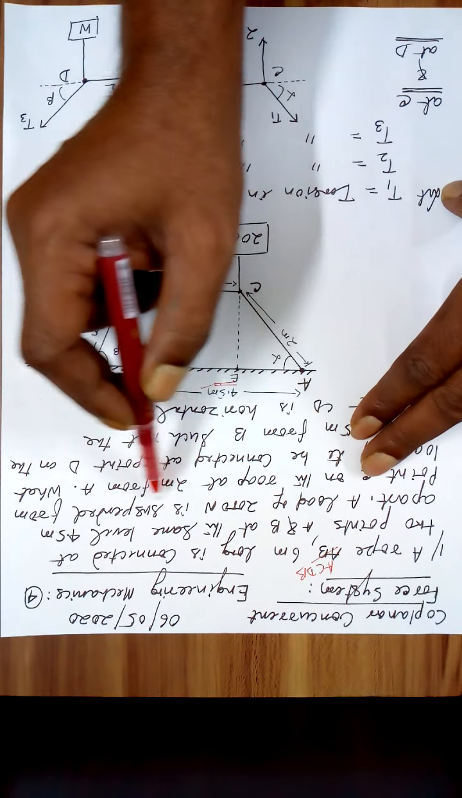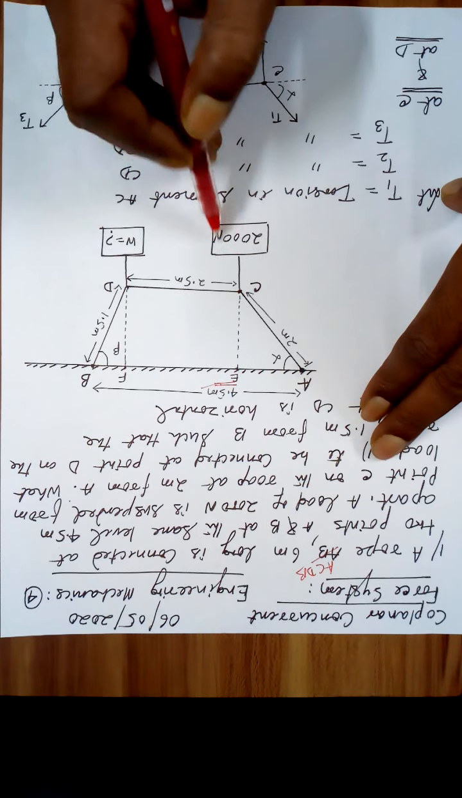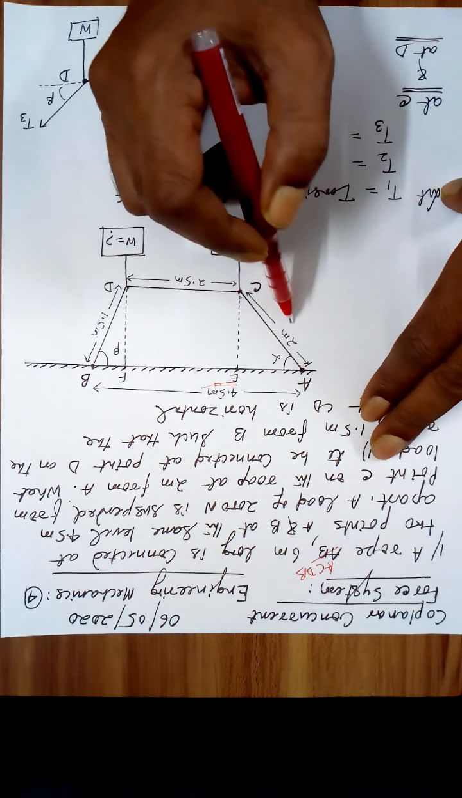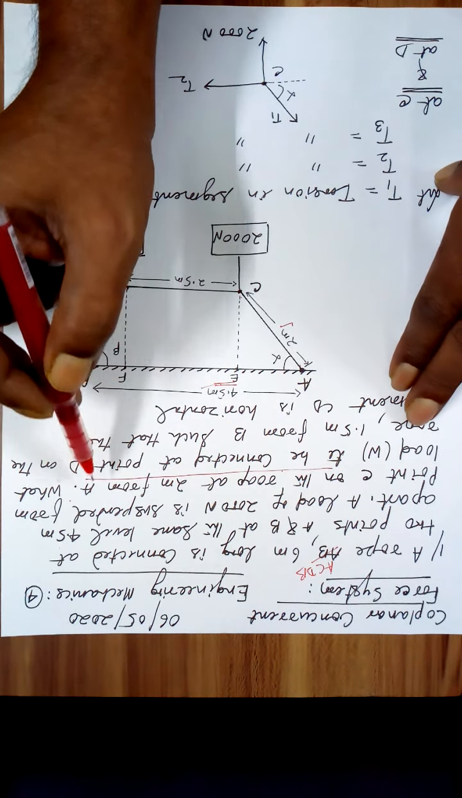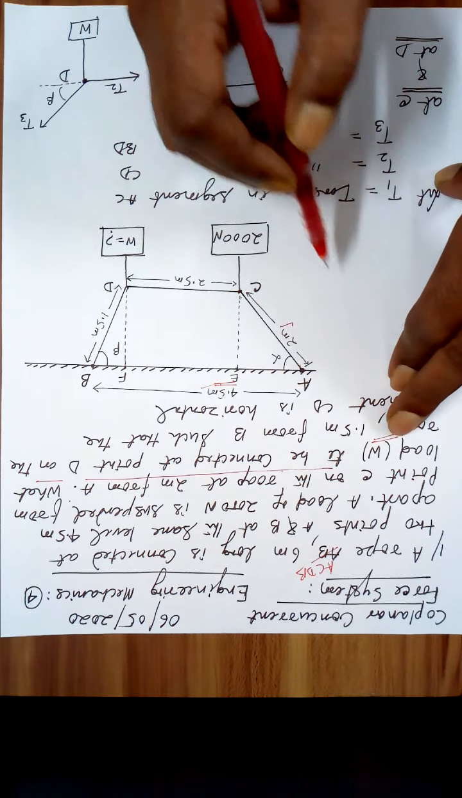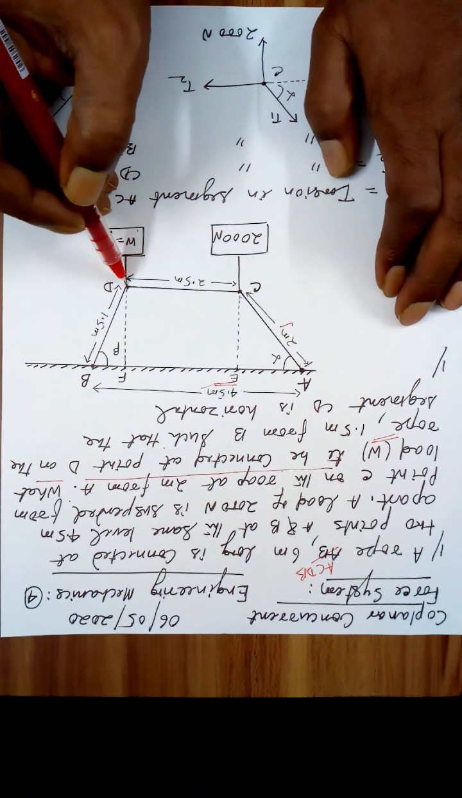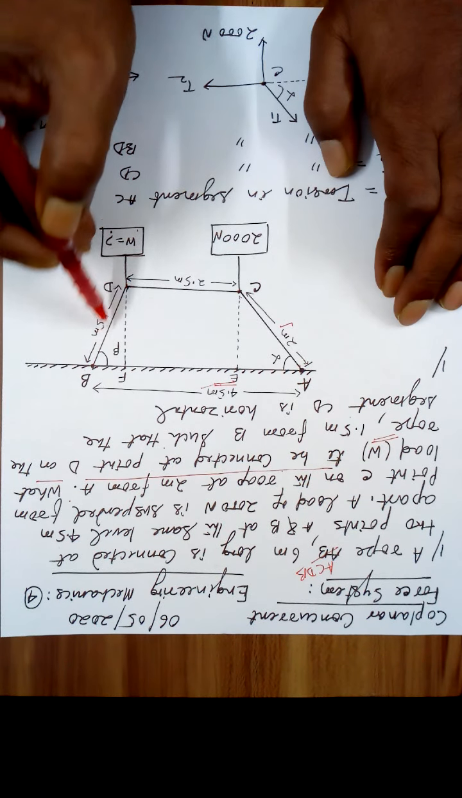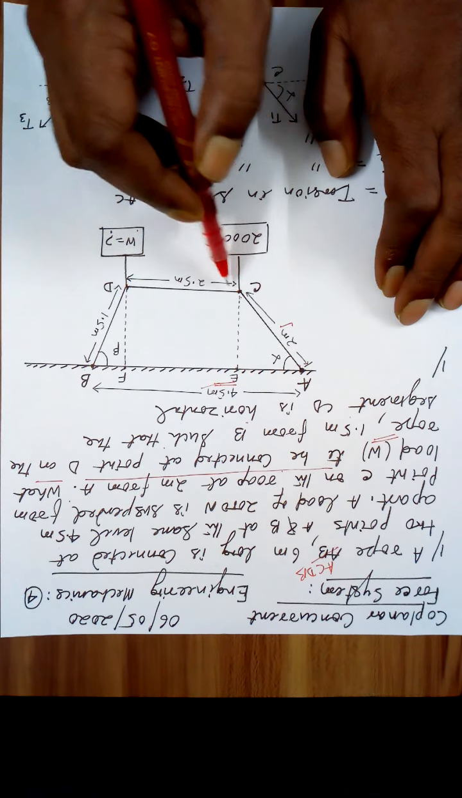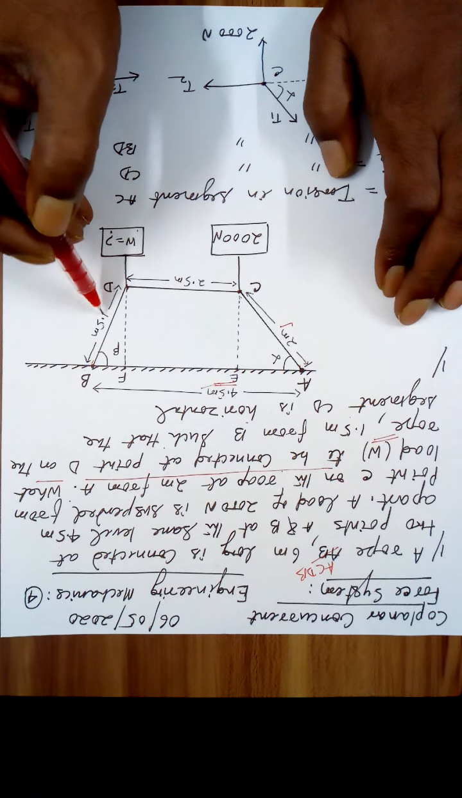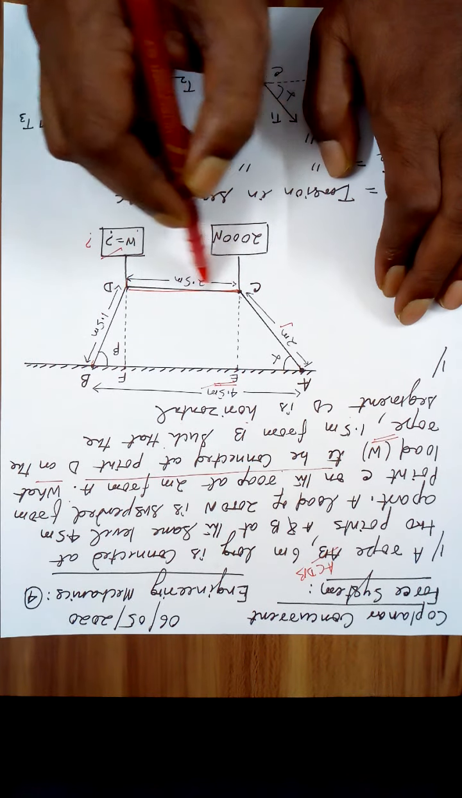A load of 2000 Newton is suspended from point C, such that AC is equal to 2 meter. At C, 2 meter from A, what load W is to be connected at point D on the rope, 1.5 meter from this end, such that the segment CD is horizontal? Now from this end at 1.5 meter, what load should you connect so that this part remains horizontal, right?